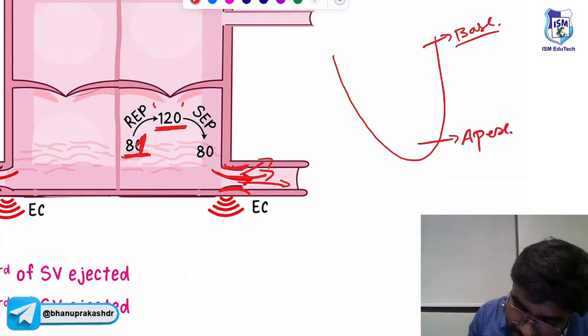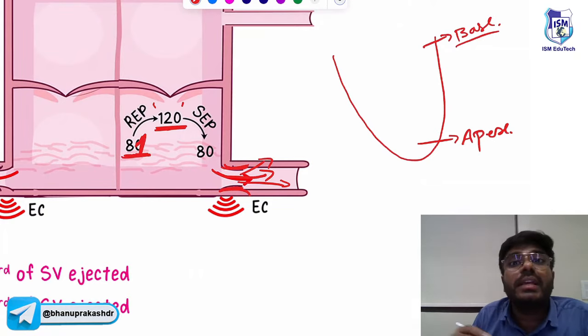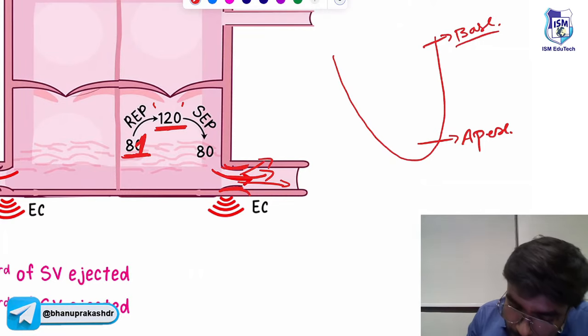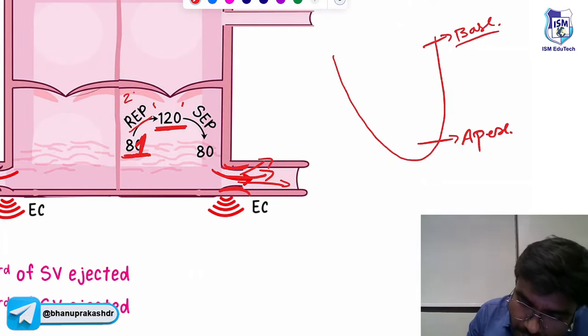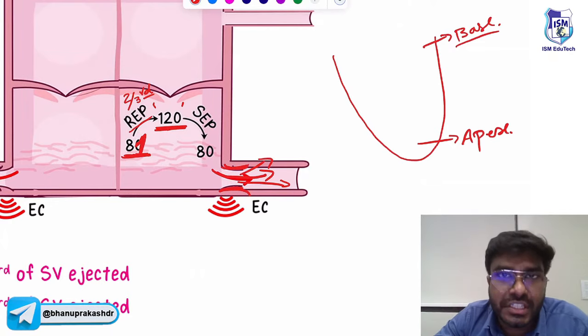Ventricular pressure is increasing from 81 to 120. Pressure is increasing, so more blood flow will be there. During this rapid ejection phase, 2/3 of the stroke volume will be ejected.